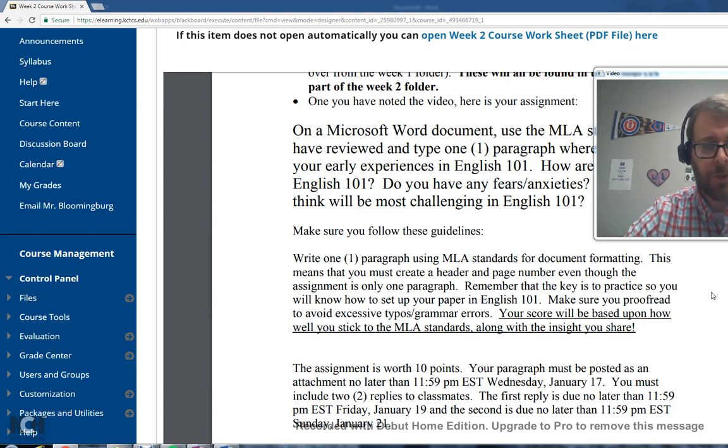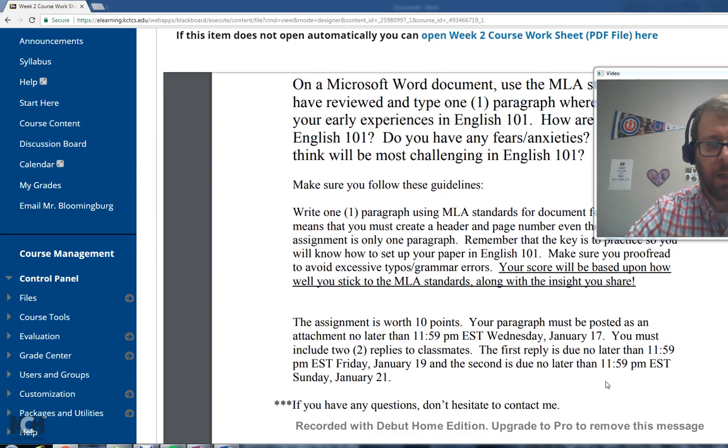Make sure you proofread to avoid excessive typos and grammar errors. Your score on this assignment will be based on how well you stick to the MLA standards, of course, along with the insight you share.